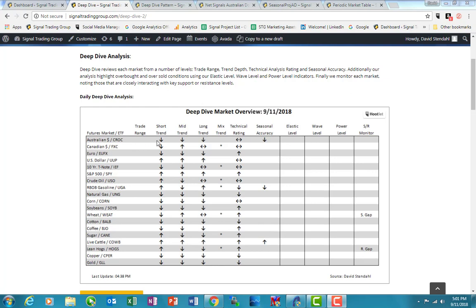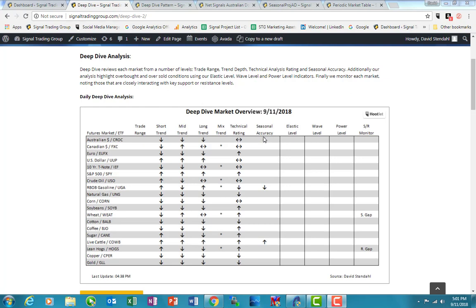This is part of the reason I'm just talking about Australian dollar, because it's been in a pretty strong bearish trend. Short, intermediate, and long term all point to the downside. But there's a couple of things that I want to point out, and then you'll get a feel for where I'm going here. The technical rating is flat, and when you have pretty strong trends across the board and a flat technical rating, that's telling us that something is amiss, and you probably want to take a closer look at the market.